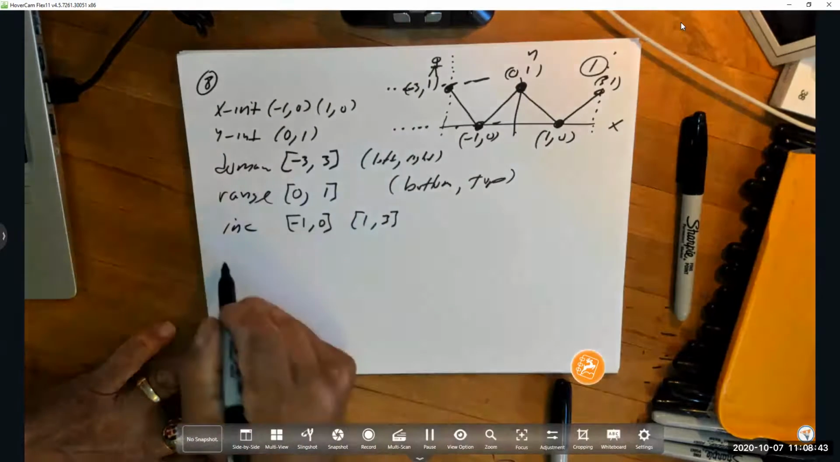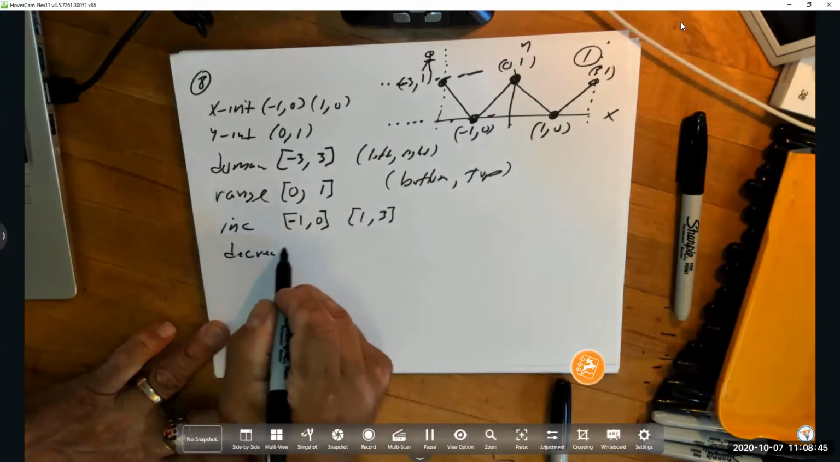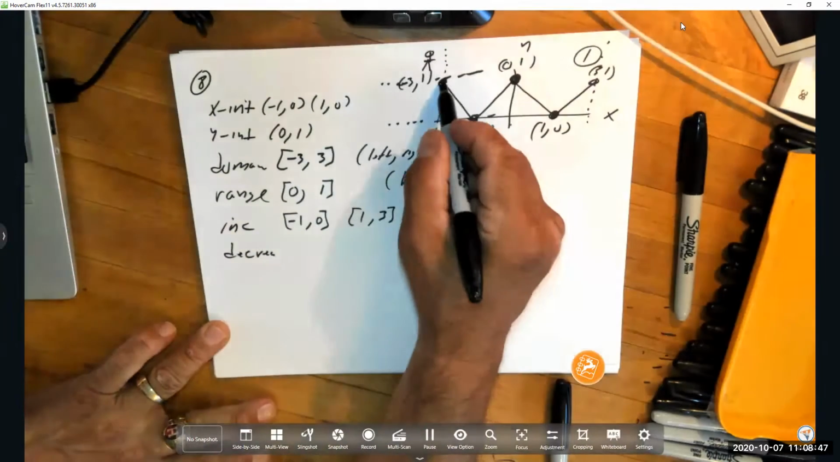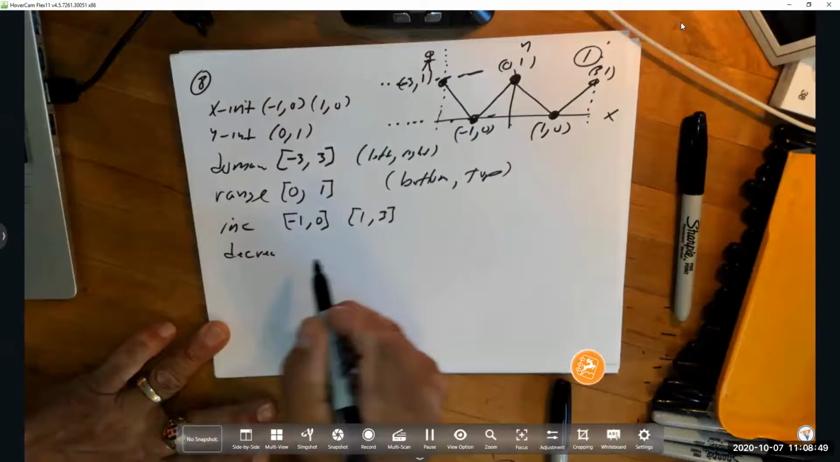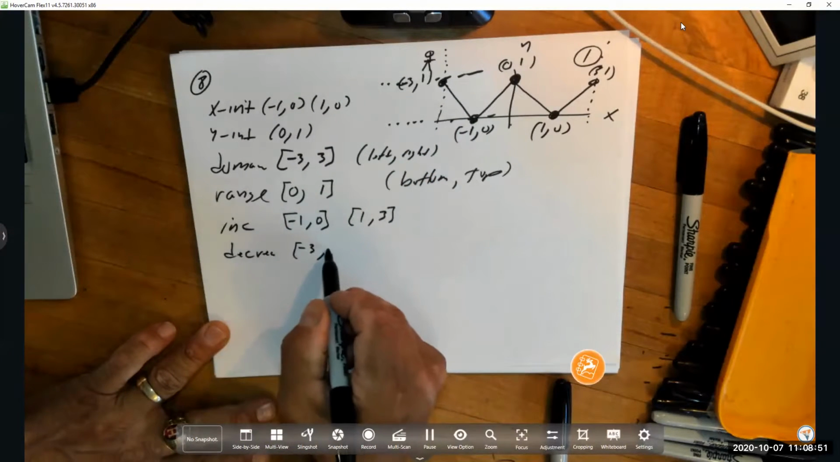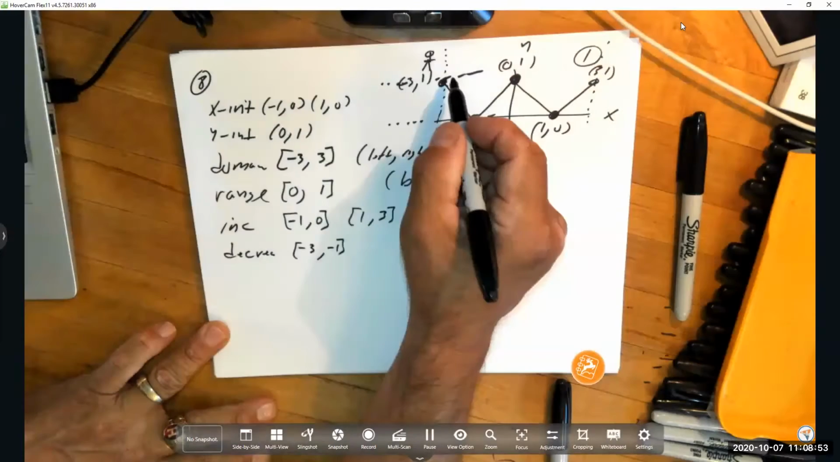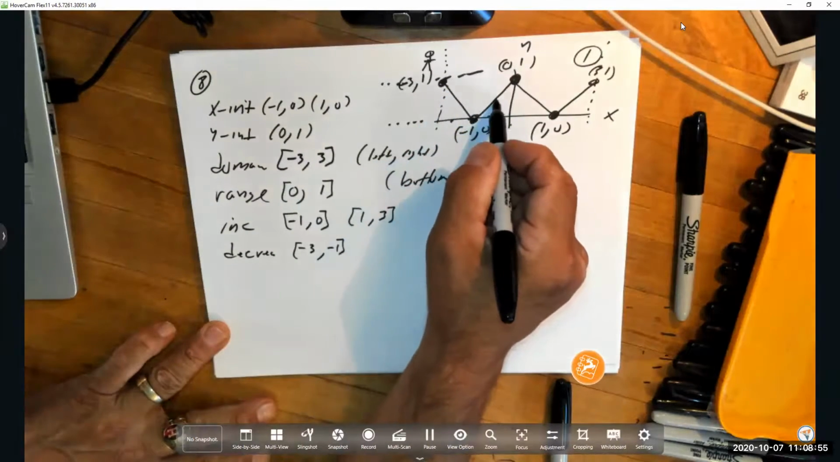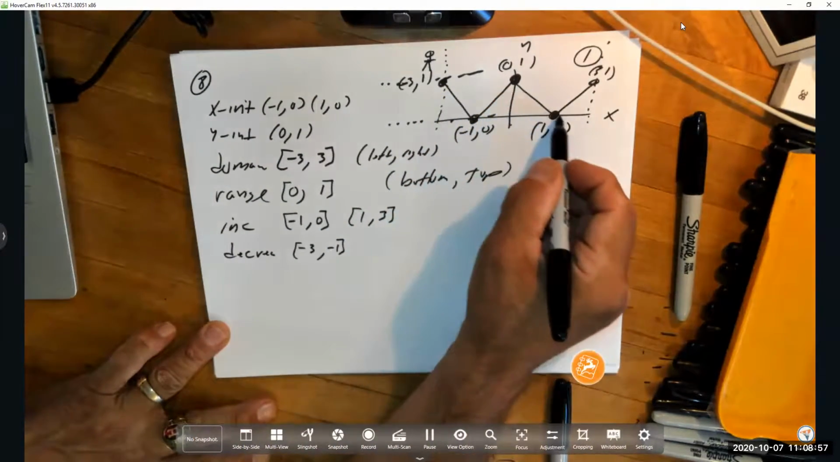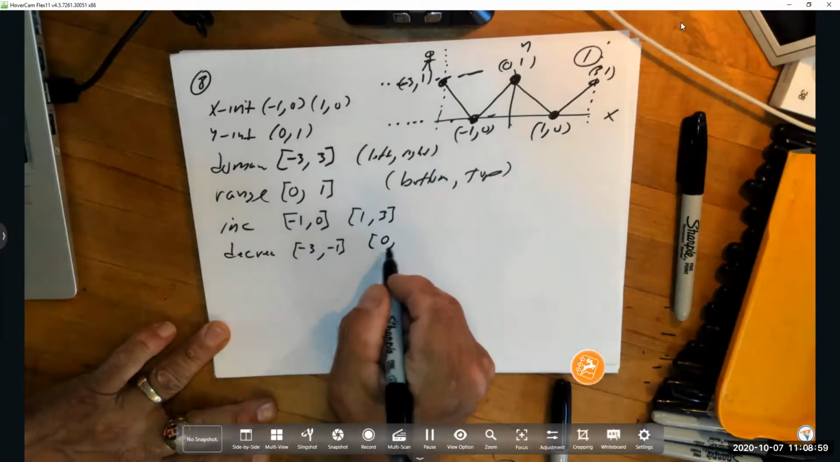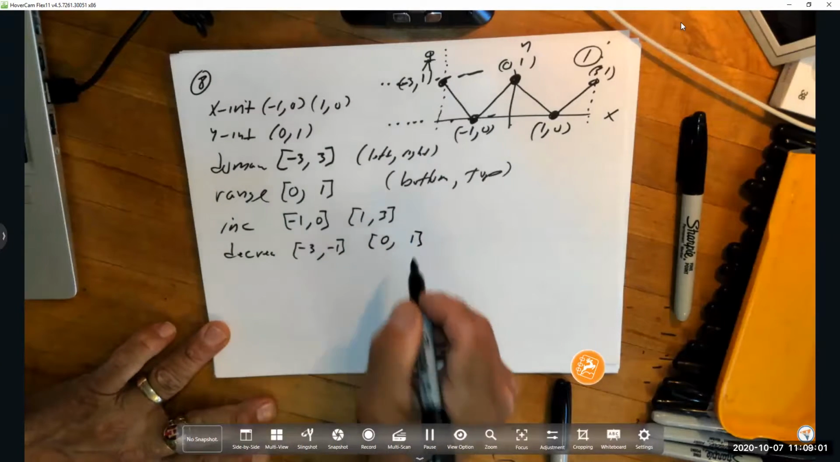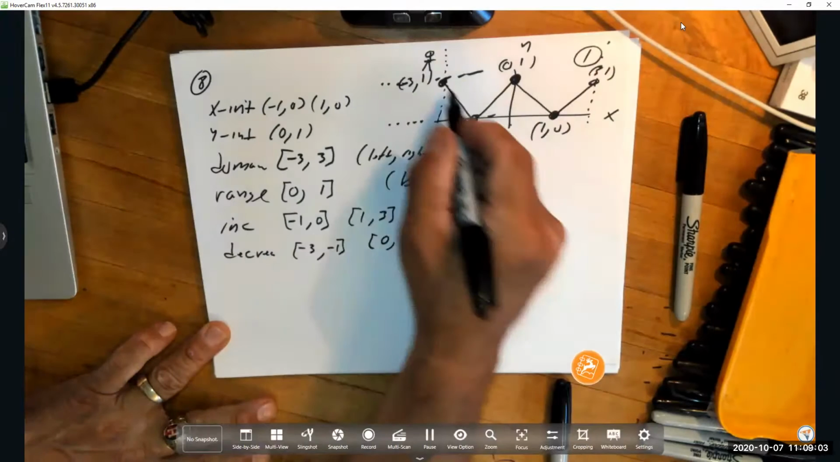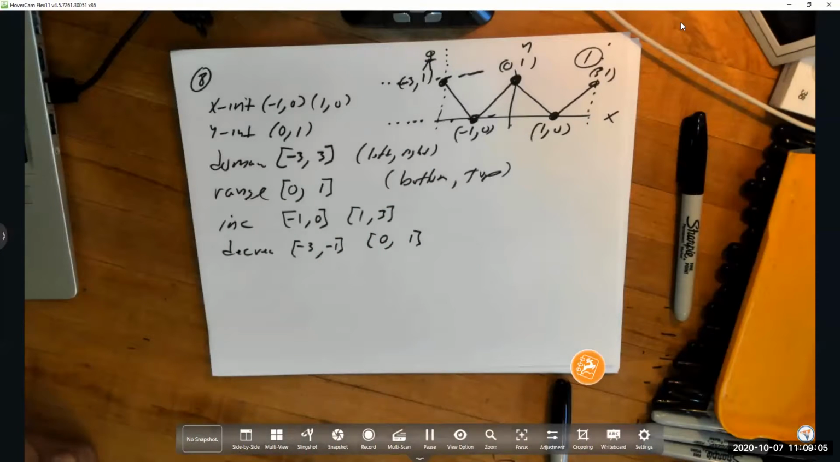Now, the other thing is decreasing. From here, you're going down the stairs. So from negative 3 to negative 1, you're going down the stairs. Then you're going up. And then you're going down the stairs again, from 0 to 1. Downstairs, downstairs. So that's increasing and decreasing.